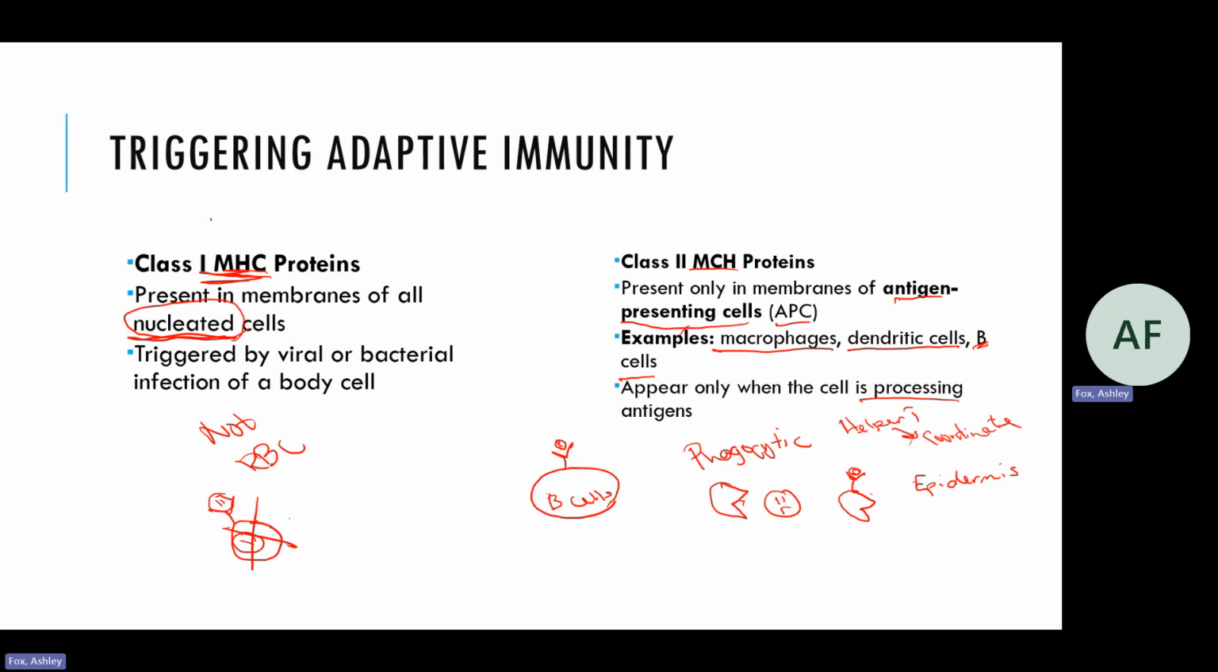So MHC2 are only on antigen presenting cells, but these cells, so APCs, are nucleated cells. B cells are nucleated. They are lymphocytes, so they have the nucleus. Macrophages are monocytes, still nucleus. Dendritic cells have a nucleus. So antigen presenting cells have both MHC1 and MHC2. Other cells only have MHC1. It's only on presenting cells that we have the 2 type.